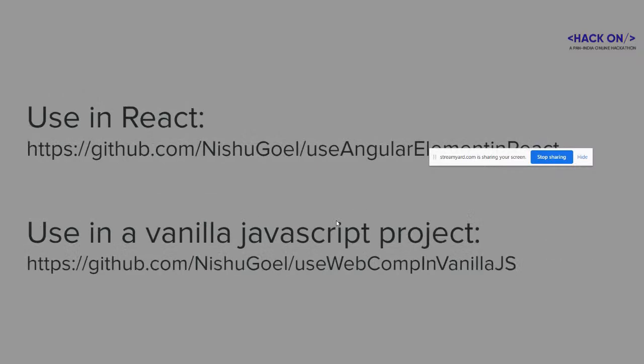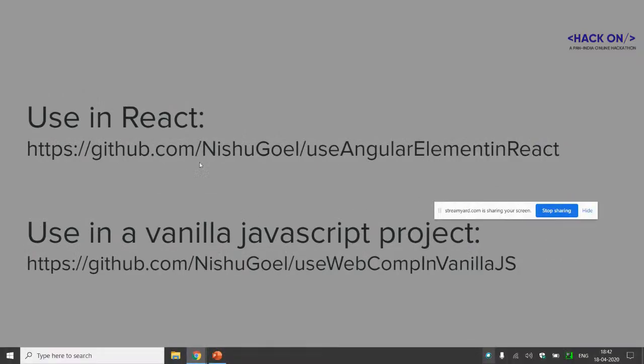Then there's this example of actually using it in other frameworks. So I pushed that also to GitHub. You can try that. This is the repository which contains using this search bar component in a React project, and in a vanilla JavaScript project as well. So if you don't want to use any framework because of framework fatigue or anything like that, you can use it simply inside a JavaScript project.